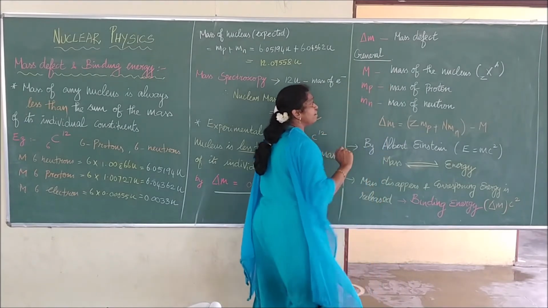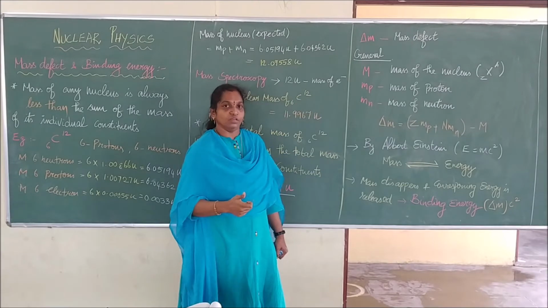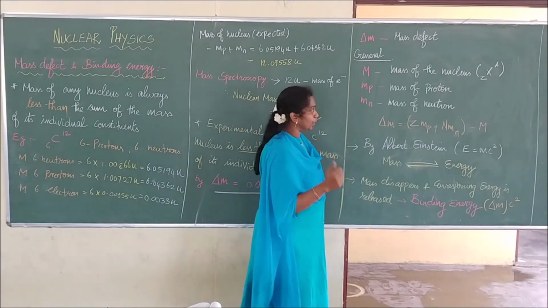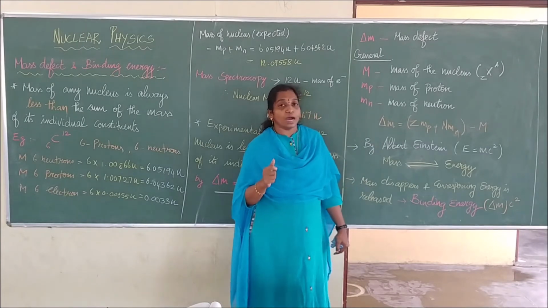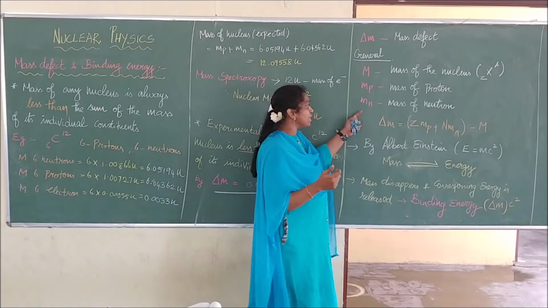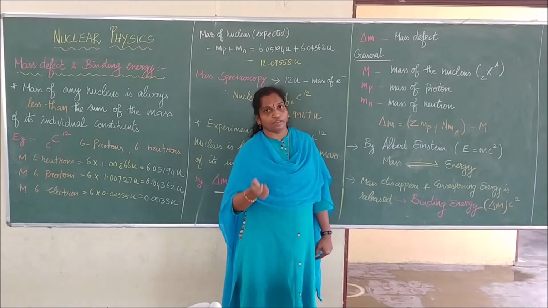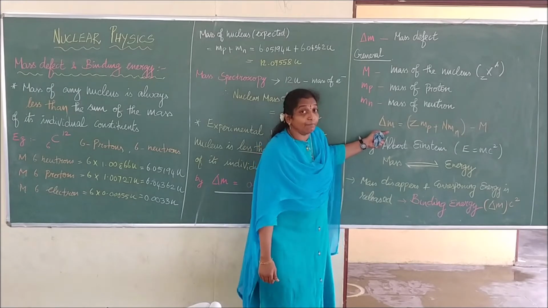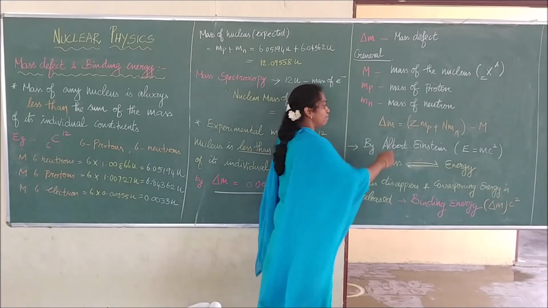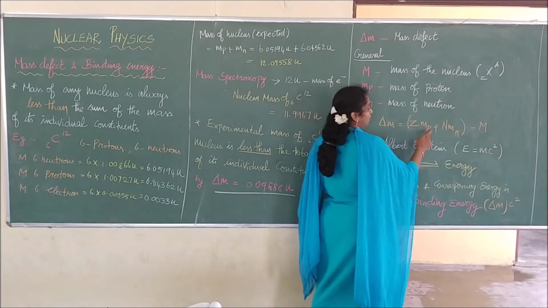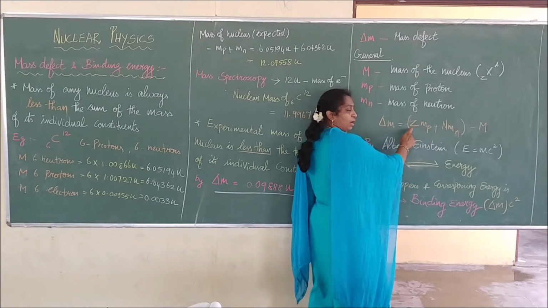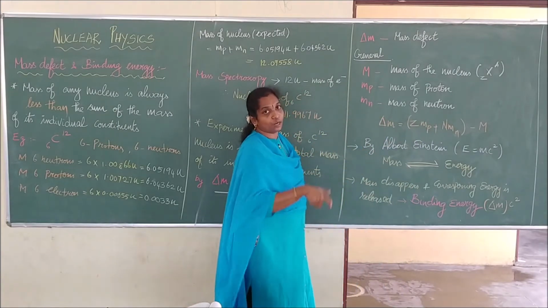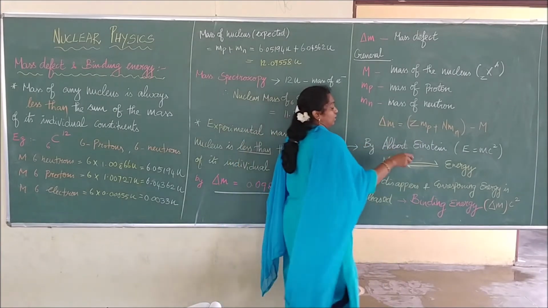Generally, we represent it by an equation. Capital M stands for the mass of the nucleus. Mp stands for the mass of a proton. Mn stands for the mass of a neutron. Therefore, the mass defect del M is equal to Z into Mp, where Z stands for the atomic number. The atomic number into the mass of a proton gives the total mass of protons present in the nucleus.